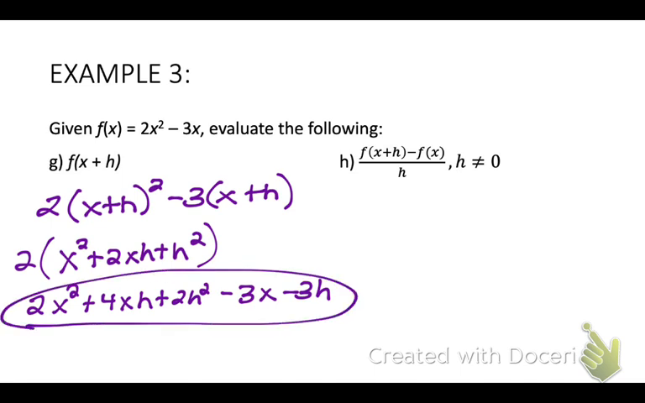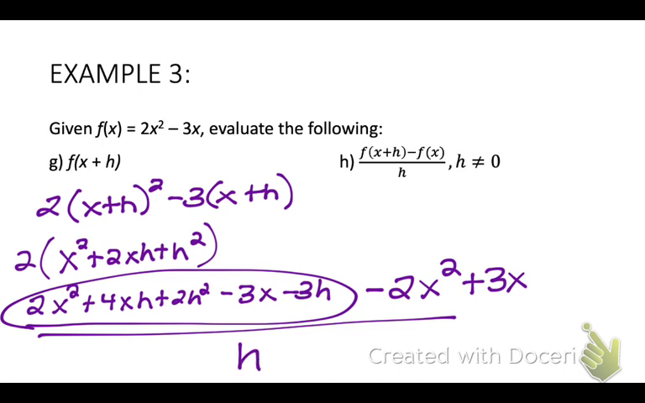Now for H, we're just going to add an extra component, and this is called the difference quotient. This is a big thing in calculus. So if I subtract the original function from this, and then divide it by h, let's see what happens. I'm going to subtract the original function, subtracting a 2x squared, and subtracting a negative 3x becomes a plus 3x. I'm going to divide that whole thing by h.